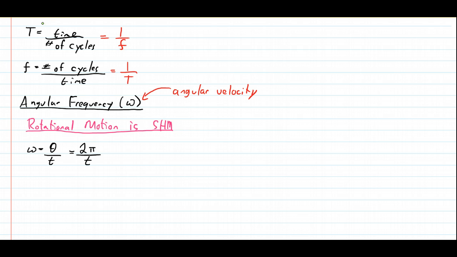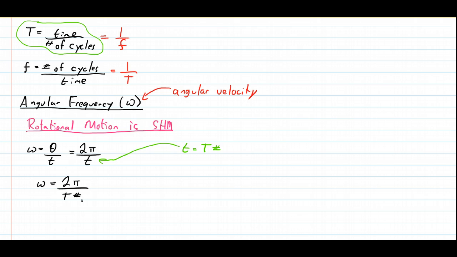But using the definition that we just came up with for period, period equals time divided by number of cycles, we can use that expression and solve it for time. And we end up with time equals period times the number of cycles. And then we can substitute this back into our definition for angular velocity, and we end up with omega equals 2 pi over period times the number of cycles.